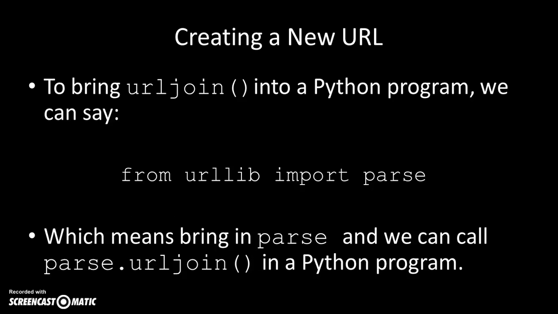So what we say is, if we want to get urljoin, we say from urllib import parse, and then if we want to call urljoin, we call it as parse.urljoin. Slightly different from how we call the other one, but that's the way with libraries. Different functions are called in different ways, but for the sake of simplicity, we'll just follow the instructions in terms of how this is being done.